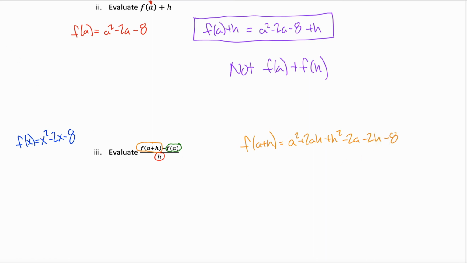What a mess. The good news is f of a is considerably easier to figure out. F of a, I just copy this blueprint, changing all the x's into a's. So f of a would just be a squared minus 2a minus 8. And even better news, the h is not f of h, it's just h. I don't put it inside a machine. The h is just an h.